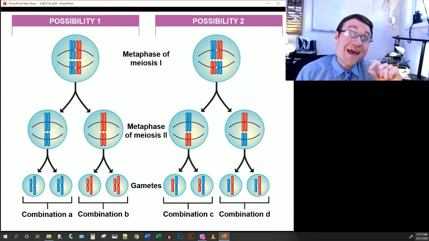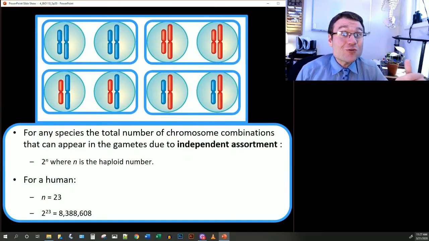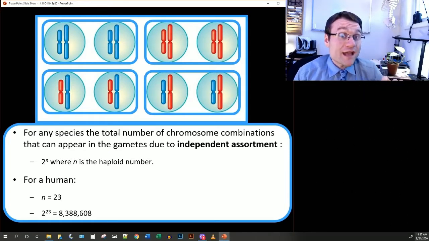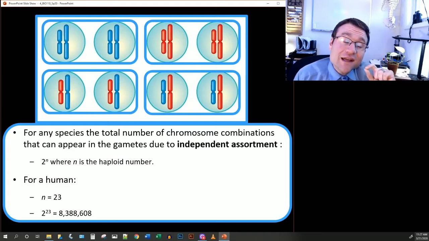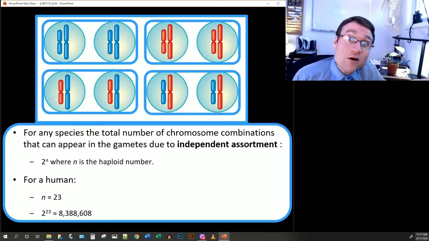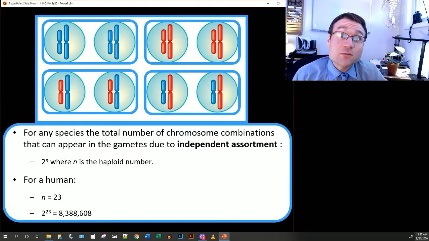However, humans have 23 pairs of chromosomes. And when you raise 2 to the 23rd power, you find that every single human being could create 8,388,608 different chromosome combinations. That is 8,388,608 different sperm cells that one individual could create, or 8,388,608 different egg cells that a single individual could create, just based on how the chromosomes line up during metaphase 1. Just based on that random assortment of chromosomes.